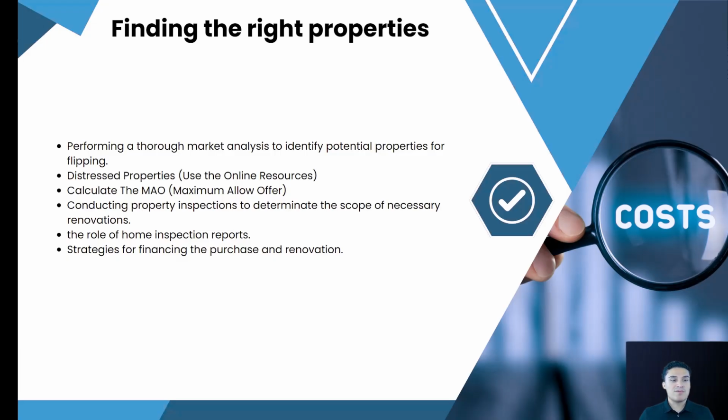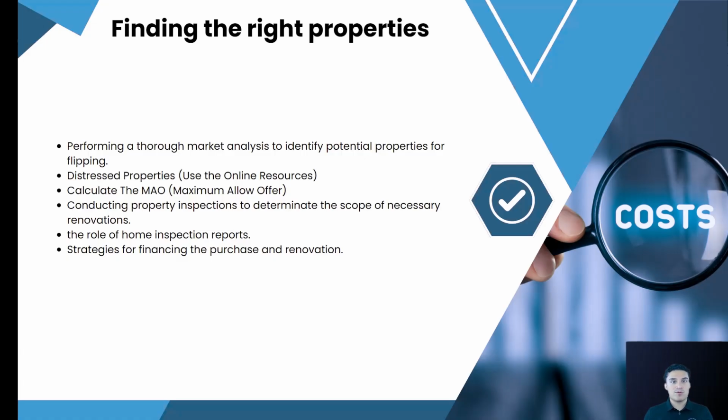So the first thing is going to be a thorough market analysis to identify the properties that we want to flip. Number two is distressed properties, how we're going to find them by using online resources, because a lot of things you can do online nowadays. Then, how to calculate the MAO, which is the maximum allowable offer that you will make to the seller. This is extremely important because based on this, you truly make your money when you are buying the property, not when you're selling. So this is extremely important.